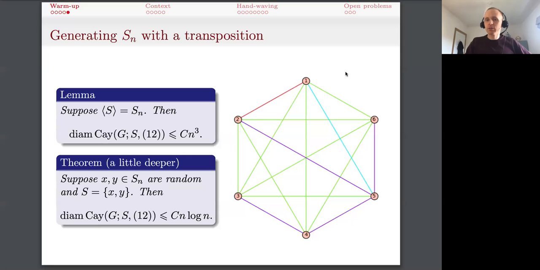With high probability? Yes, with high probability. Actually, I'll say that several times in this talk. I'll say something is true in the random case, and obviously what I mean is with probability tending to 1 as whatever parameters are relevant tend to infinity. So in the case where you have 2 random generators and a transposition, with high probability, the diameter is bounded by n log n.